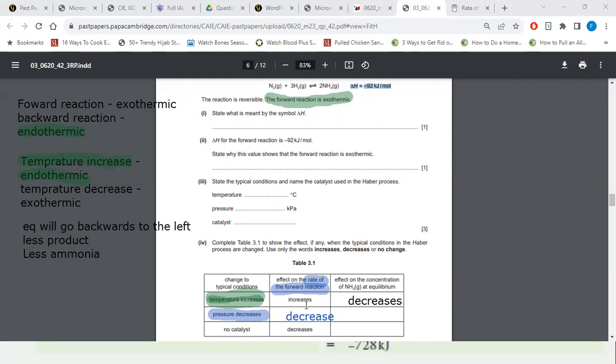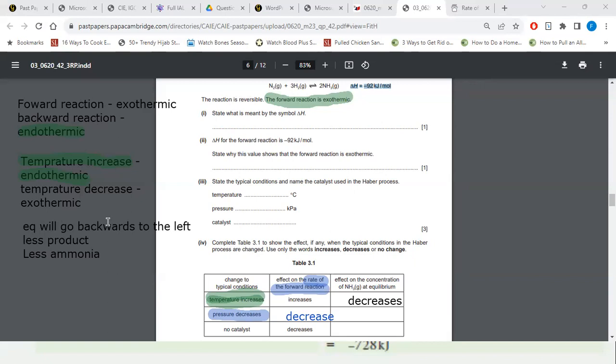When I do the opposite, when I decrease the pressure, I'm not pushing the molecules close together anymore. Now the molecules are far away from each other, so they won't collide as much. Less collisions means the rate of reaction will decrease. Making sense now? Why is it decreasing? Okay, all right.